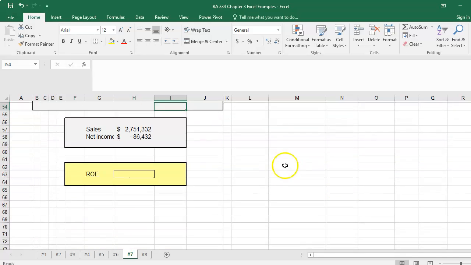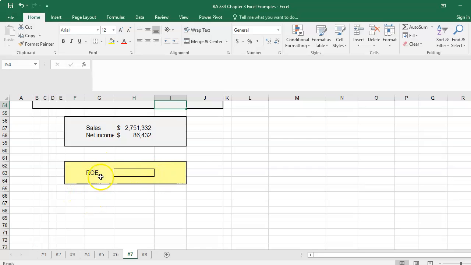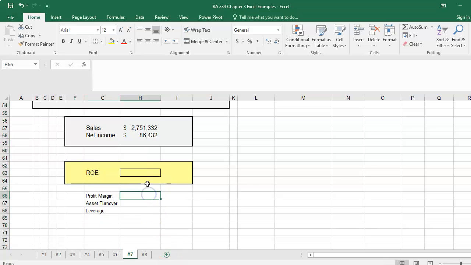The last item that we want to look at is the DuPont identity. The DuPont model uses 3 calculations to calculate the return on equity. So we have the profit margin, the asset turnover, and the equity multiplier. It's also called leverage. Our total assets divided by total equity, which is the equity multiplier.